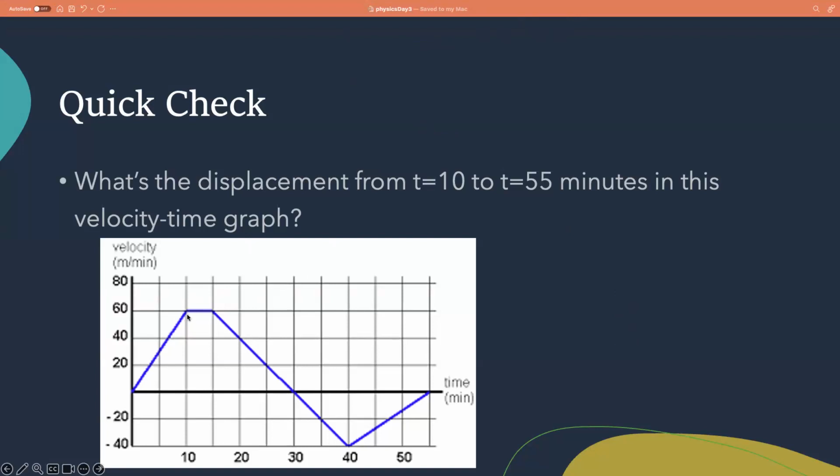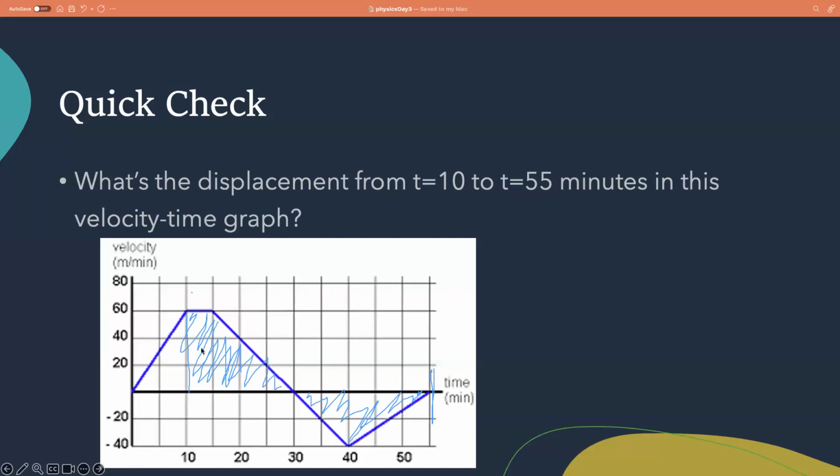So looking at this, the part that's relevant, 10 minutes is here and 55 minutes is right here. So what's going to be relevant here is the area under the graph, which looks like this. We're going to be looking at this part of the graph. And we want to find how much is under here.